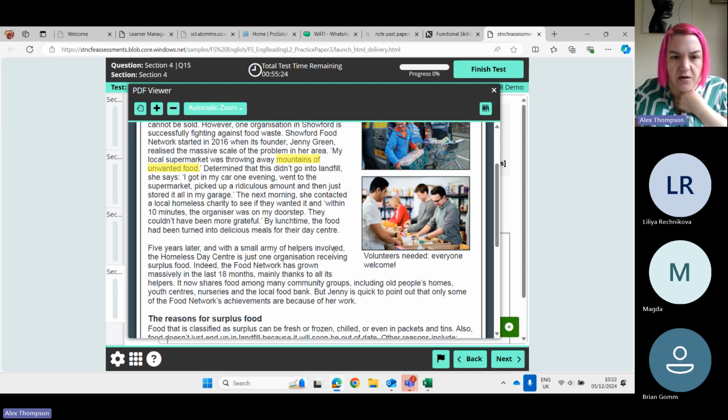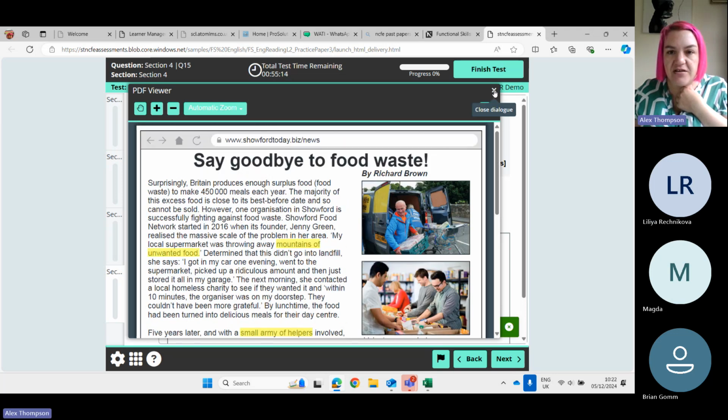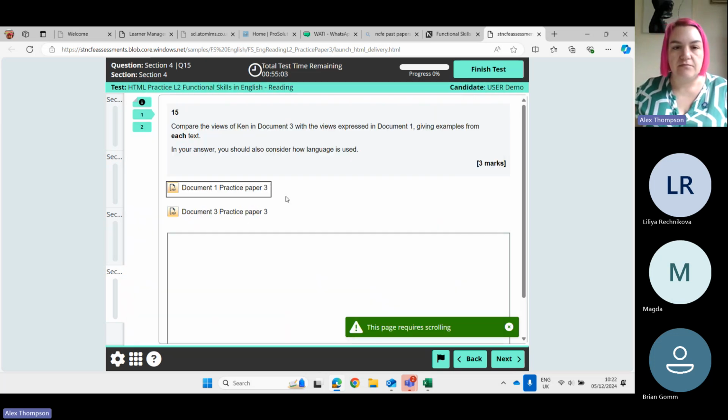They also talk about the fact they have so many people, a small army of helpers. So they're using exaggeration a couple of times in here to express the volume, the size of the problem, and the number of people that are willing to help. Right. So again, I think that first document is quite positive.